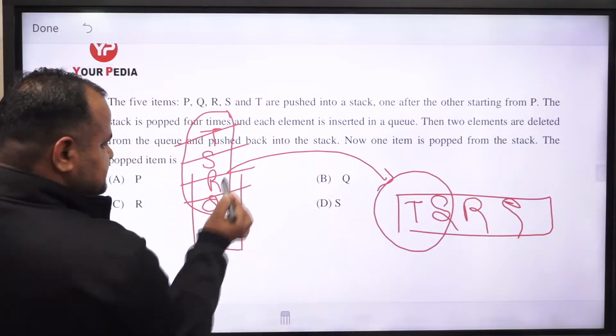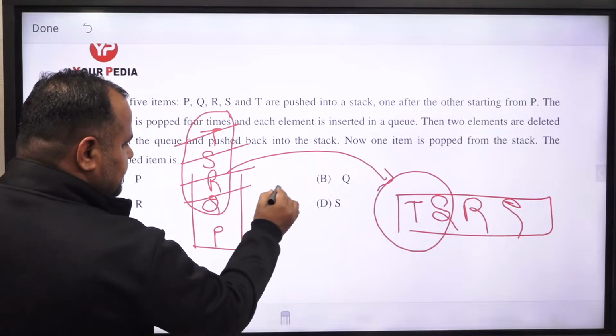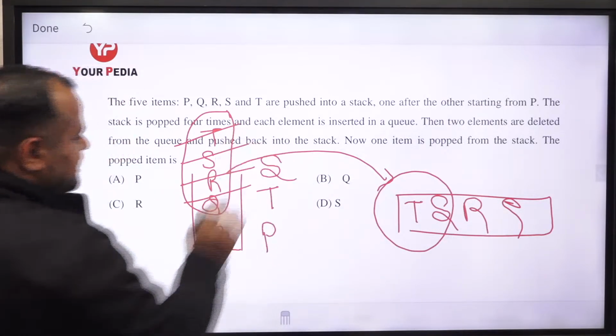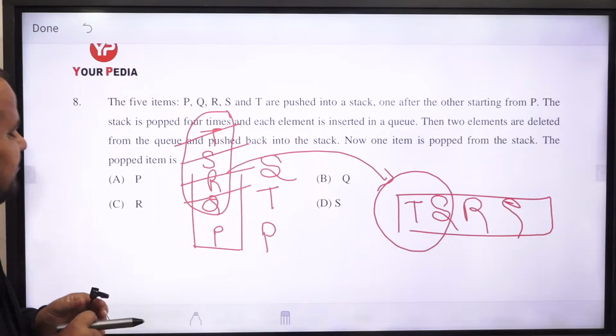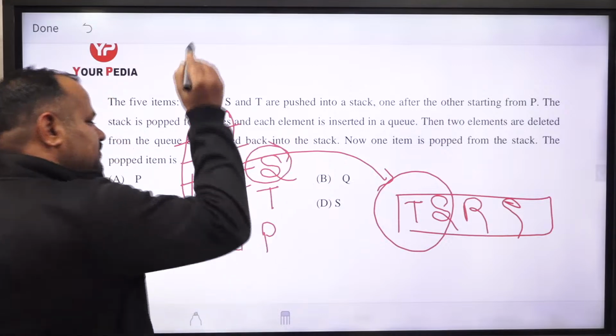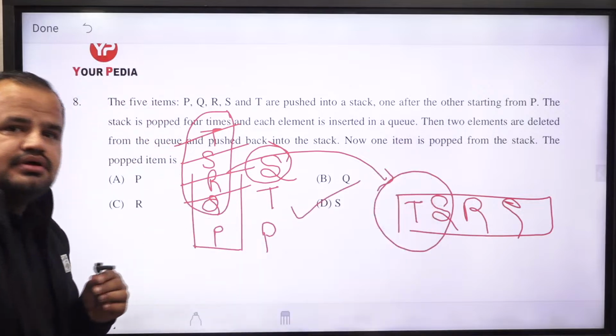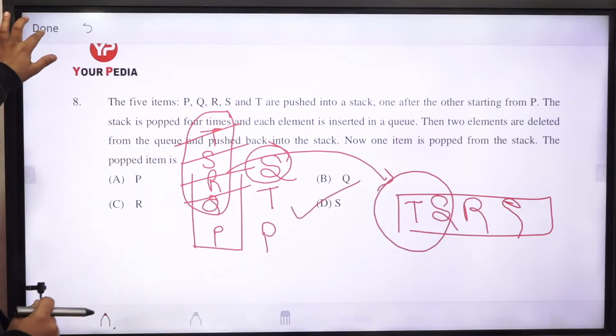So now we have to insert T first. So T is here, then we have to pop out S and push into the stack. That is S. Now, which item we have to pop out? In the stack, we always pop out the topmost element, that is S. So S is the right answer. Very good, my dear students. Next.